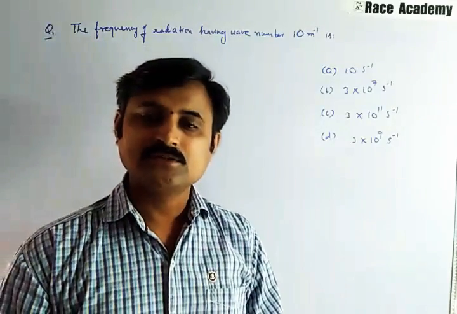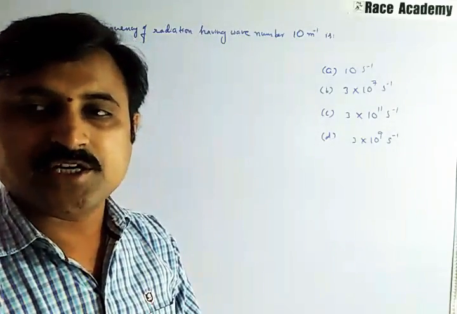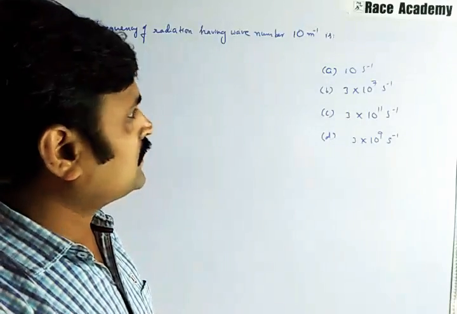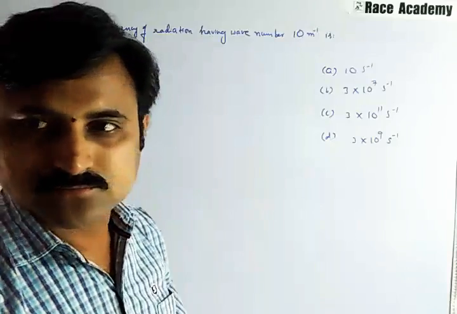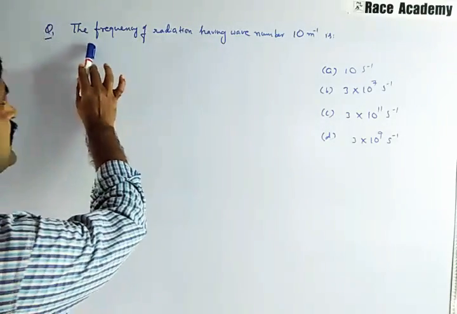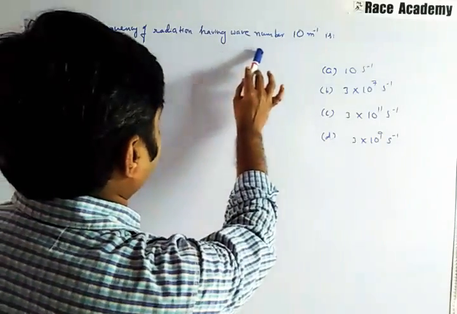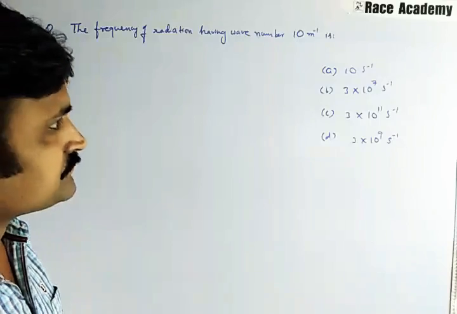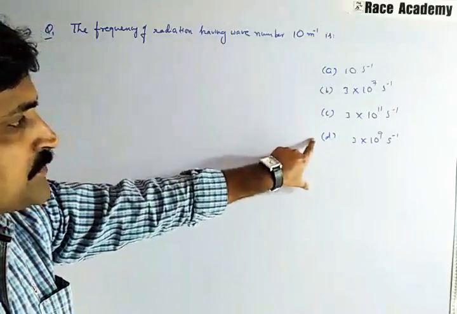electromagnetic waves and energy related objective questions. A few objective questions, and thereafter I will start the Bohr's model. Okay, so let us see. The frequency of radiation having wave number 10 meter inverse is. There are four options given.